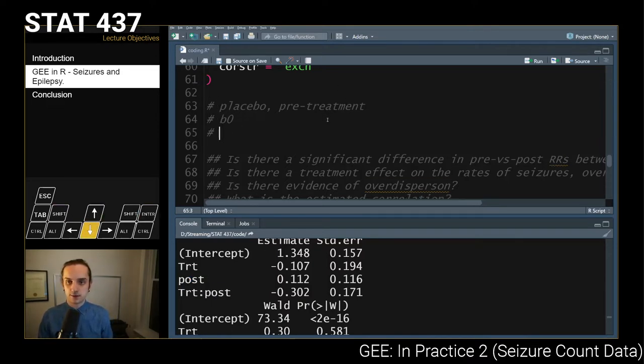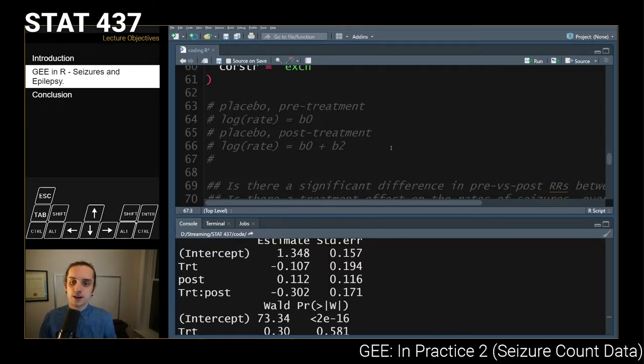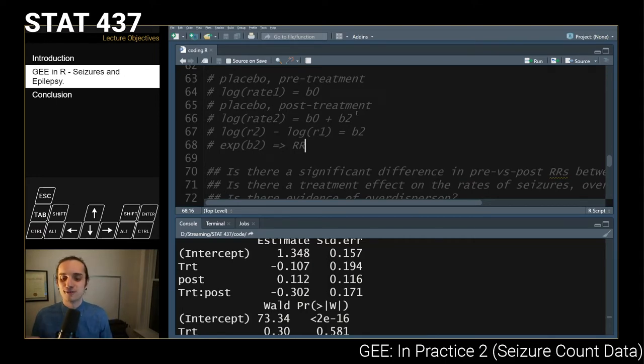Now, if you have someone who's in a placebo and is post-treatment, well, they're going to have the beta zero still. The treatment is still zero because they're in the placebo group, but they have this post indicator. So that's going to be beta zero plus beta two, right? And so the log of the rate is going to be equal to that, and the log of the rate for the first group is going to be equal to beta zero. If we take the difference between these two, then the log of rate two minus log of rate one is equal to beta two, right? And so if you take the exponential of beta two, that gives you the relative rate between these two groups, right? Just as a quick refresher from GLM, that should all be review for you all.